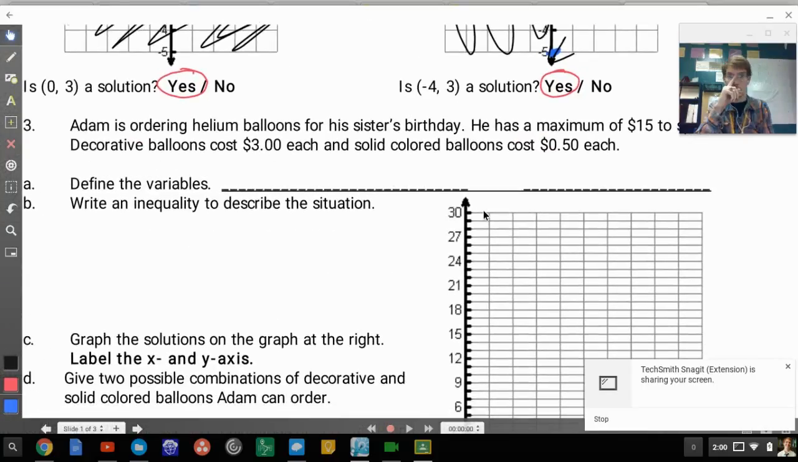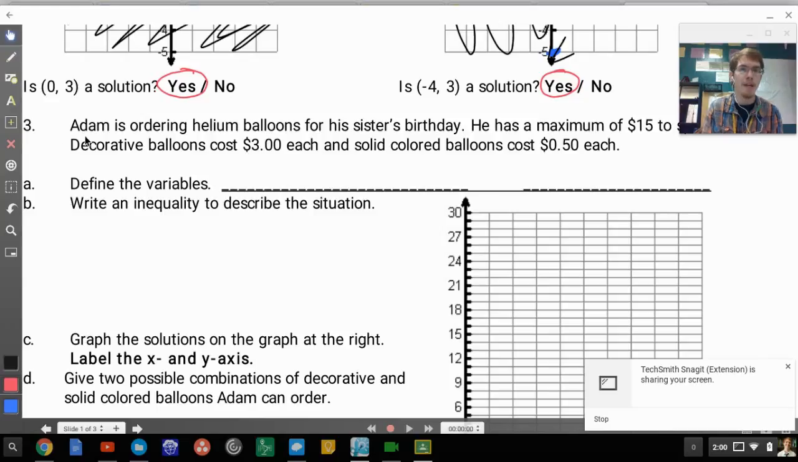Adam is ordering helium balloons for his sister's birthday. Now, first thing, I guess I should point this out. We did problems like this yesterday, and a little bit the day before, I believe. We touched on it just a little bit. This is mostly what we're going to be doing now, so we really want to get used to this. Try to remember what we did yesterday on our notes, or get those notes out for that matter.